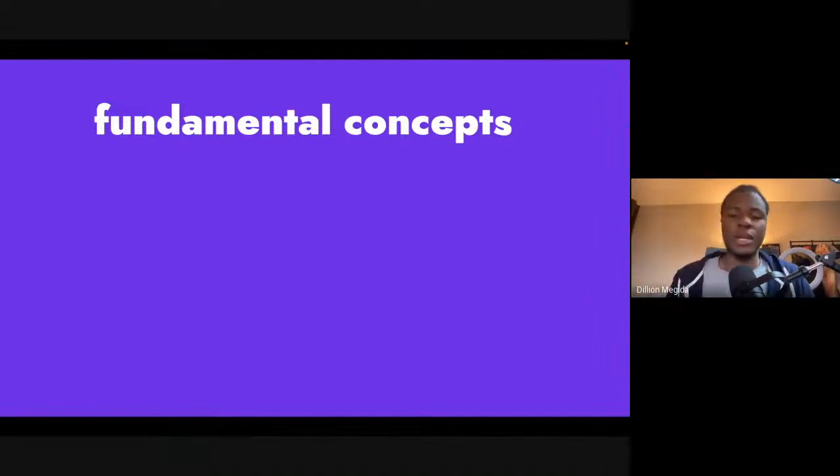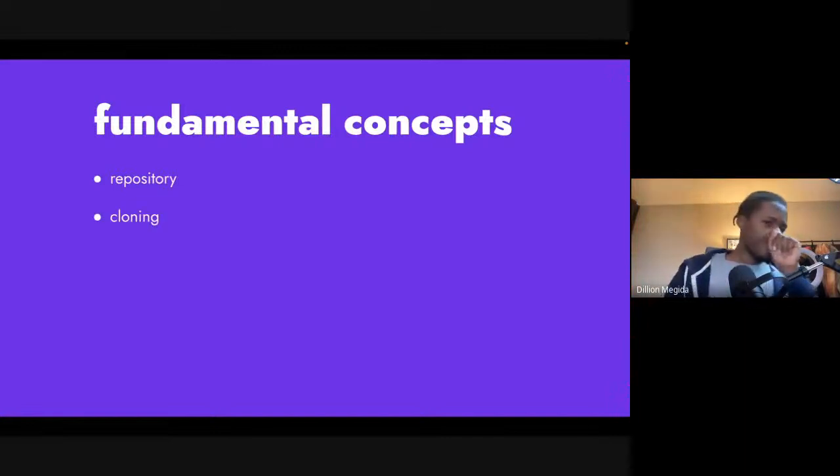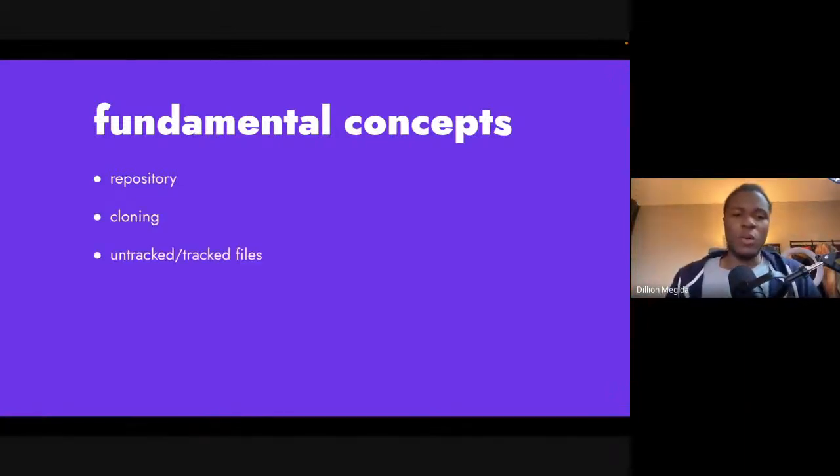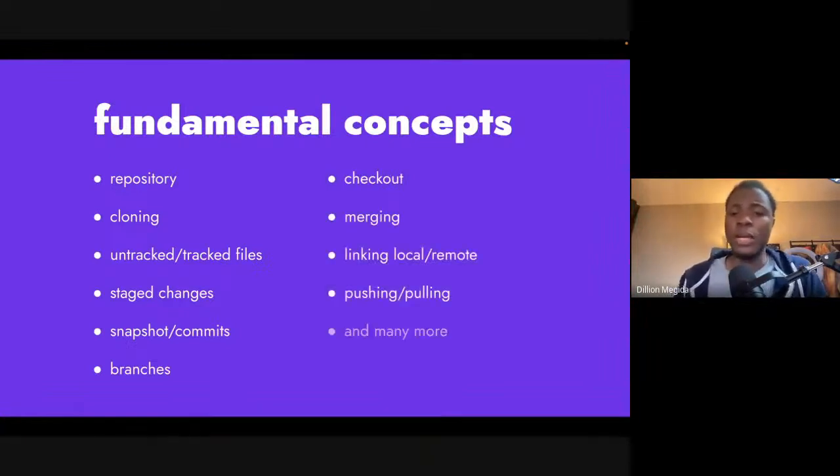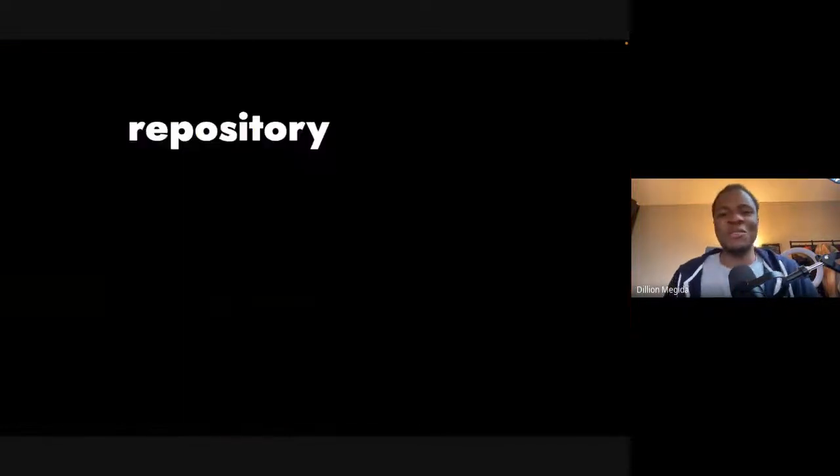Git in your project. We'll look at what a repository is. We'll look at what cloning is. We'll look at what untracked and tracked files are. We'll look at what staged changes are. We'll look at what snapshots and commits are. We'll look at what branches are. We'll look at what checkout is. We'll look at what merging is, linking local and remote, pushing, pulling, and many more. There are many more terms than we can actually look at in this meeting. So let's start from a repository.